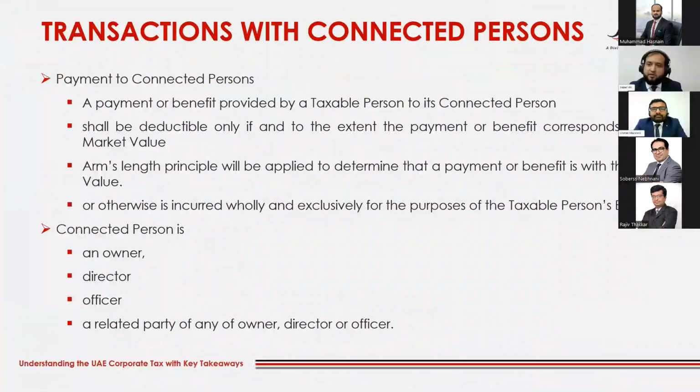Now, we need to understand what a connected person is. A connected person is a person who is directly involved with the operations and the activity of the organization. Tax authorities have made it clear that all the benefits and payments provided to a connected person should be based on the market value defined by the arm's length principle, or solely for the purpose of the taxable person. For example, a company has hired a director. This director is rendering some services for the company. So the package which they are offering in terms of remuneration or other benefits should be comparable with the market rates within the UAE jurisdiction.